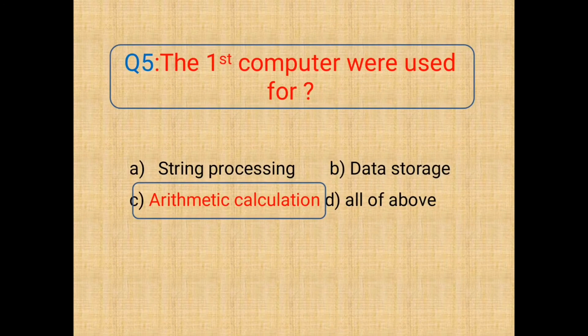Question number 5. The first computer were used for. So the first computer were used for which purpose? A string processing, B data storage, C arithmetic calculation, and D all of the above. So the first computer were used for the arithmetic calculation. So the correct option is C, the arithmetic calculation.